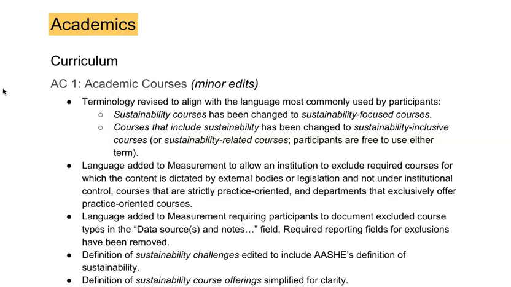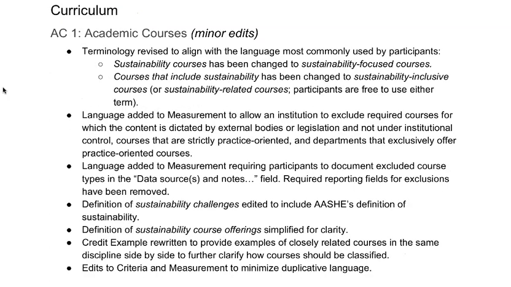Within the academics category of STARS, we've made a couple of minor changes to the academic courses credit by adding clarifications for the sustainability challenges and sustainability course offering definitions. The standards themselves aren't changing, but the definitions have been updated in an attempt to clarify the standards. Another change is that under 2.2, the inventory course descriptions must demonstrate justification for inclusion. This and more is discussed in the credit video for academic courses.